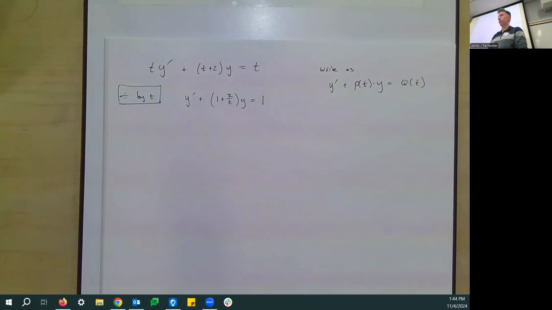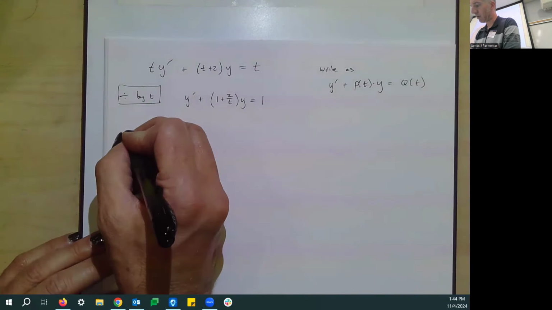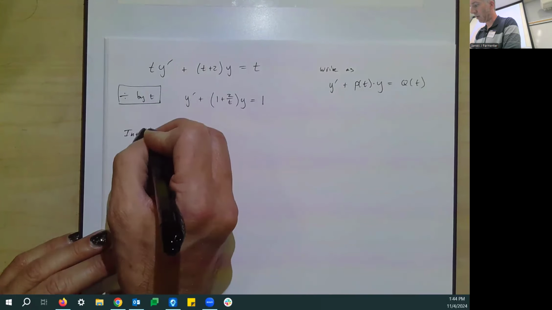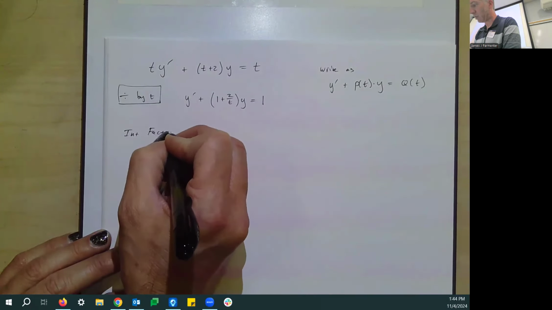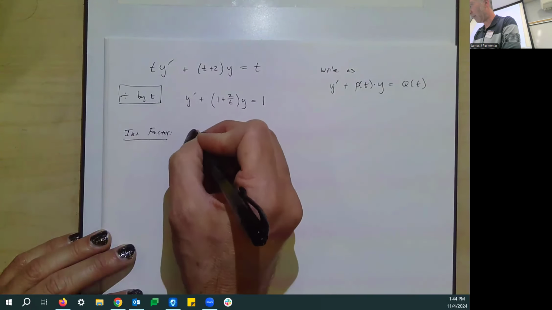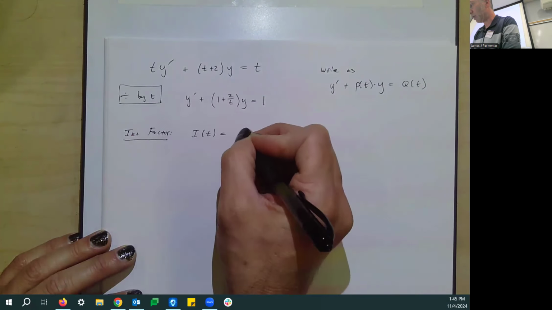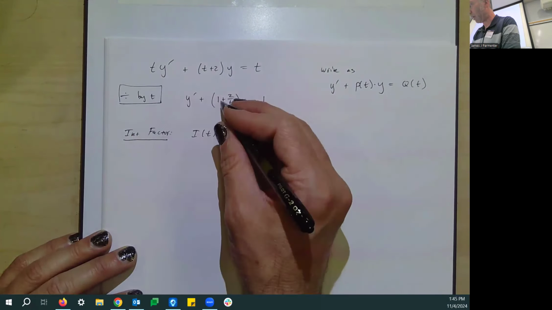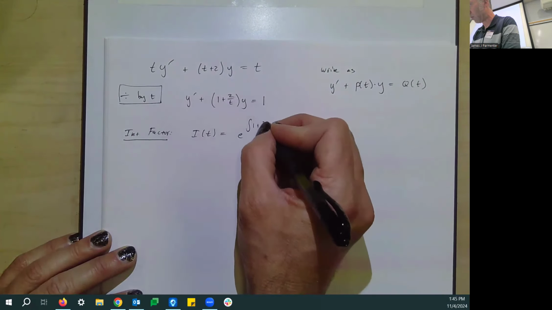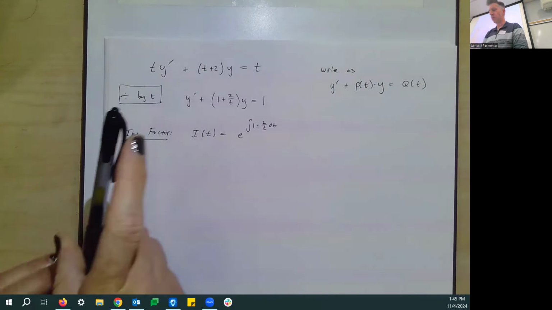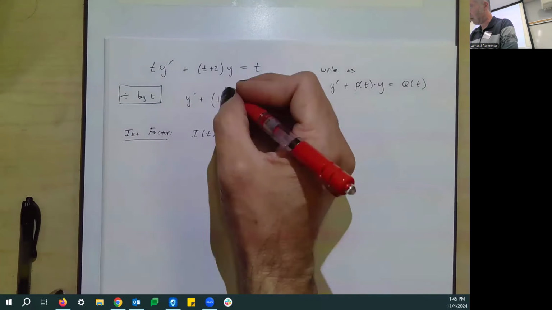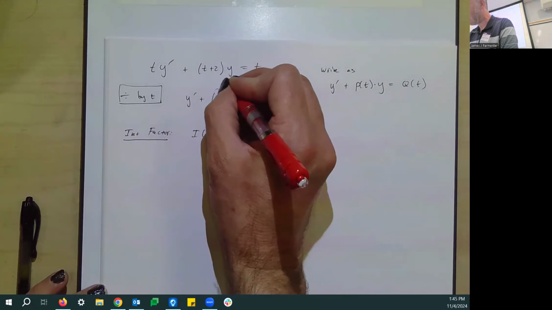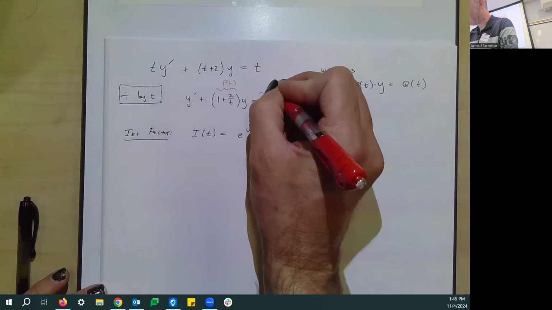You cannot move forward without doing it. So now let's find our integrating factor. I'm going to call it I of t this time just to change it up. I of t is equal to e to the integral of your p of t, which is 1 plus 2 over t dt. I don't think there's anything wrong with labeling these things, or you could tell me, hey, there's my p of t, there's my unexciting q of t.